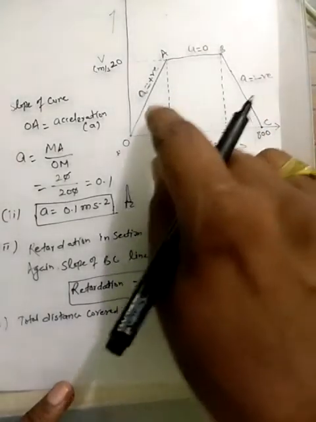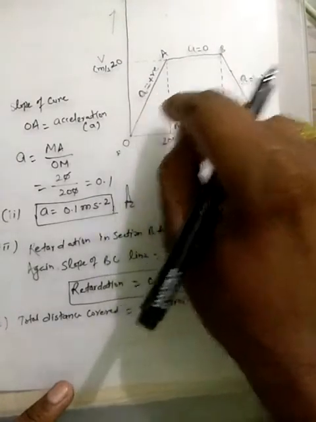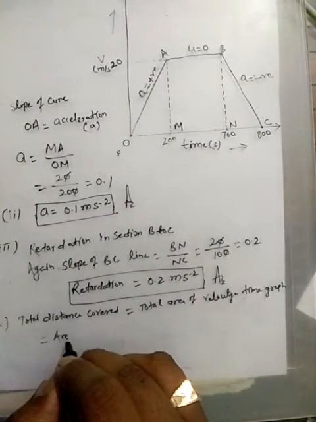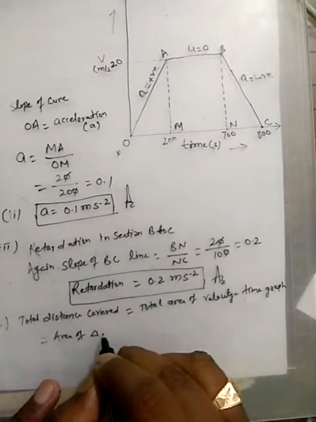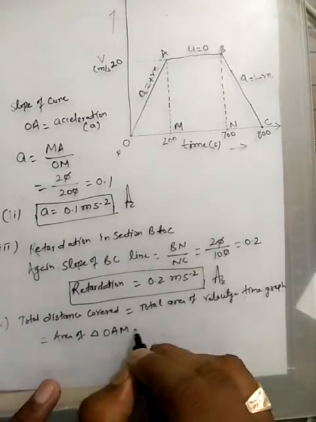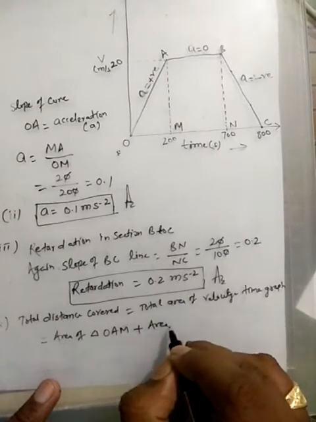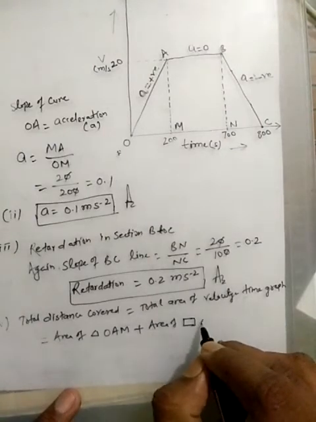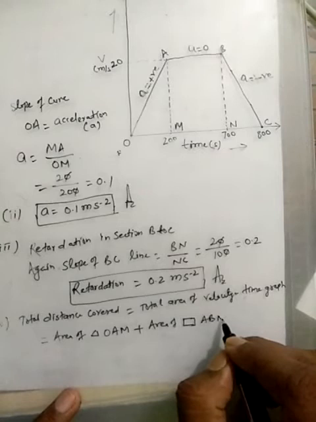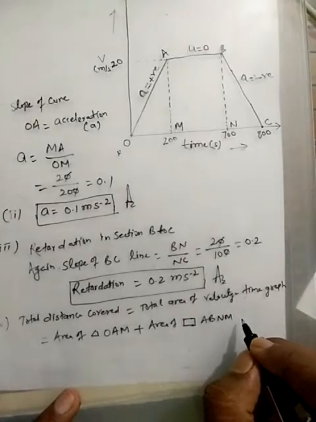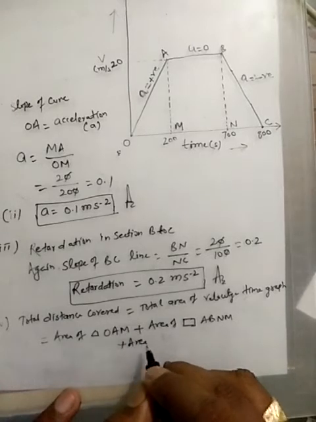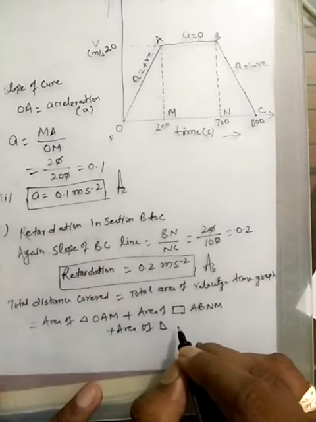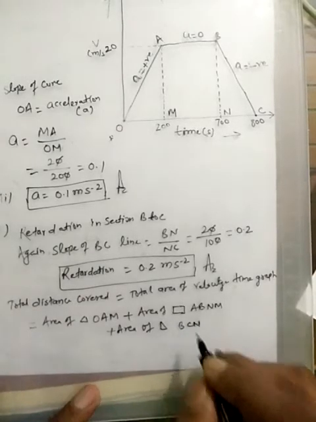Then the total distance covered will be equal to the area of this triangle, area of this rectangle, and area of this triangle. Then it will be equal to area of triangle OAM plus area of rectangle ABNM plus area of triangle BCN.